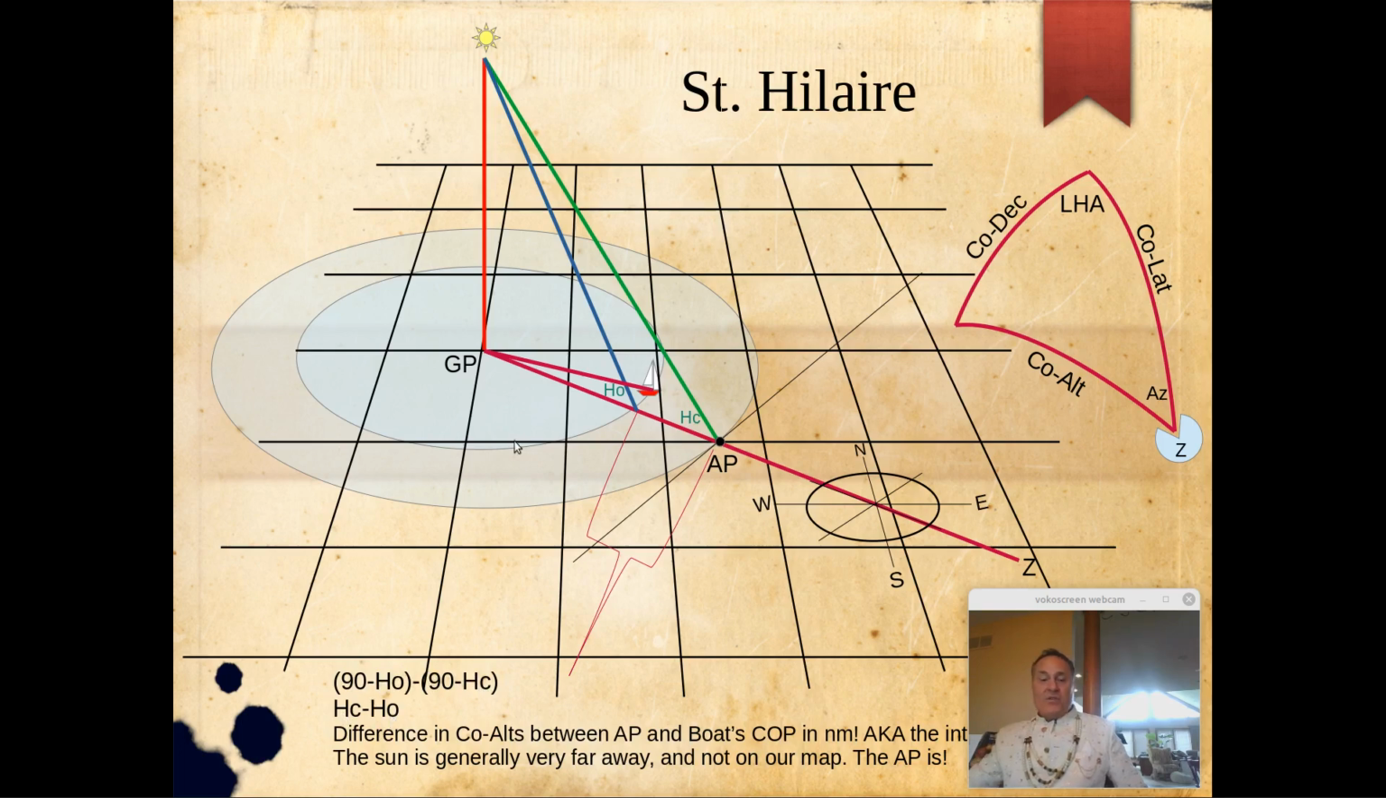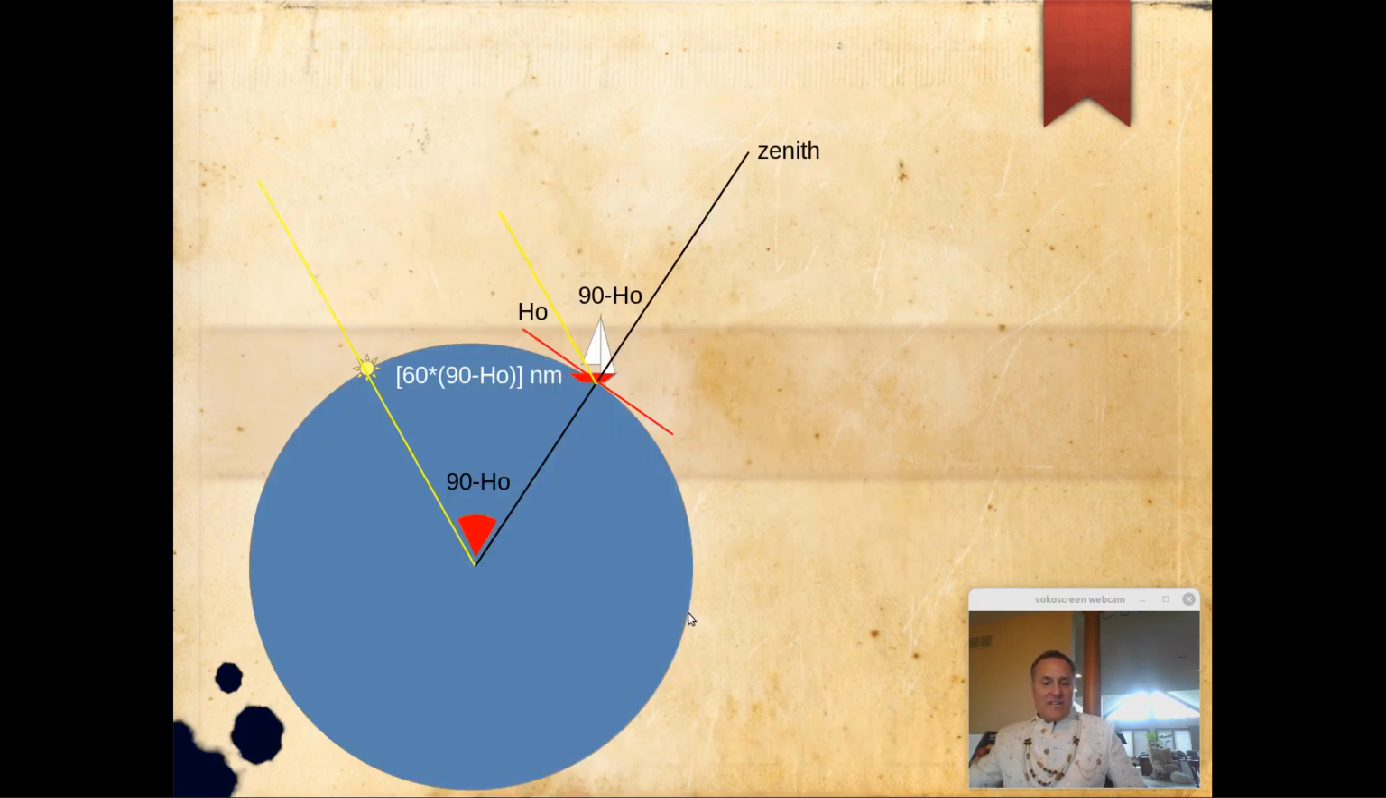Now, we measured the one altitude at the boat. We calculate the other altitude out here at the assumed position. When we subtract them, it tells us how far from the assumed position this circle of position is. It's as if we move this line of position to the boat.